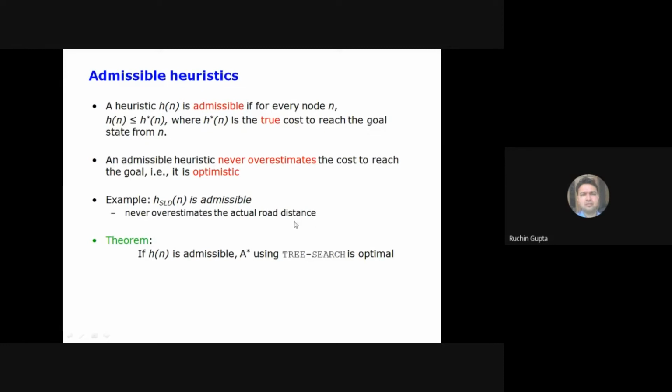Right. So there is a theorem that says that if h(n) is admissible, then A star using this tree search algorithm will give me the optimal solution of the problem. So if you are using an h(n) which is admissible in nature, then whatever solution I get from this A star will be the optimal solution of the problem.